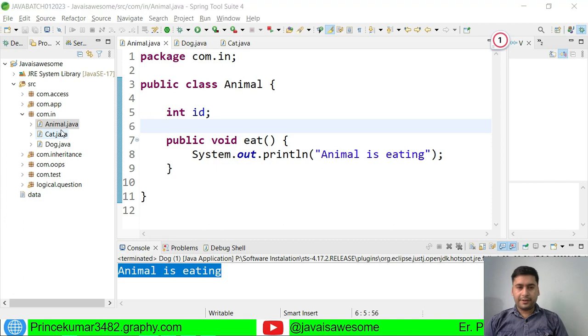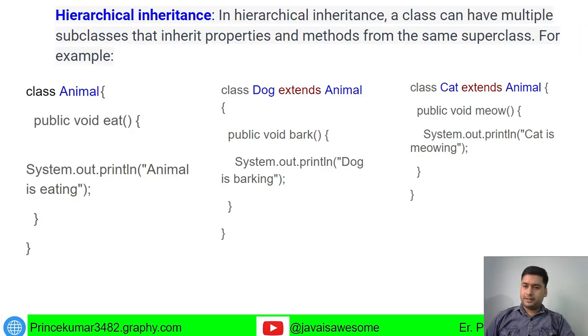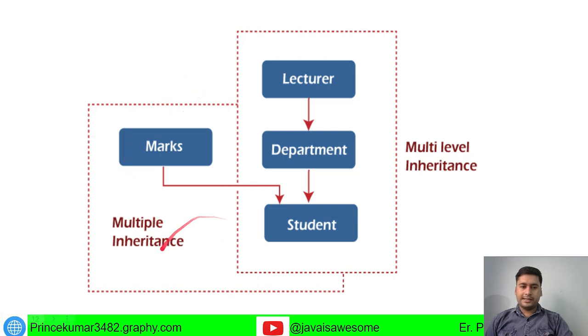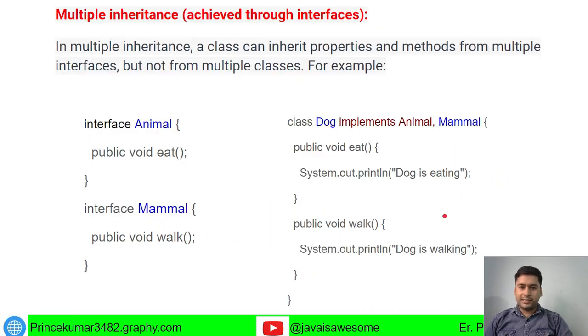Okay, so that's it. Let me go on, and here you can see this is multiple inheritance. We can see multiple inheritance also. Multi-level inheritance we have already seen. Okay, how is multiple inheritance achieved through the interface?